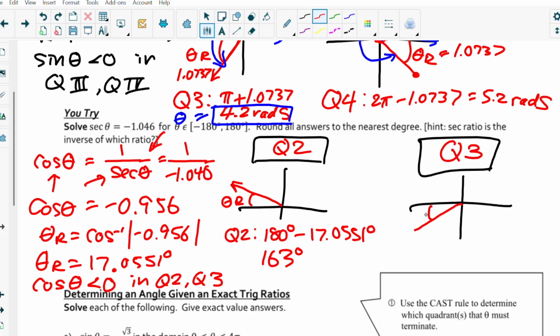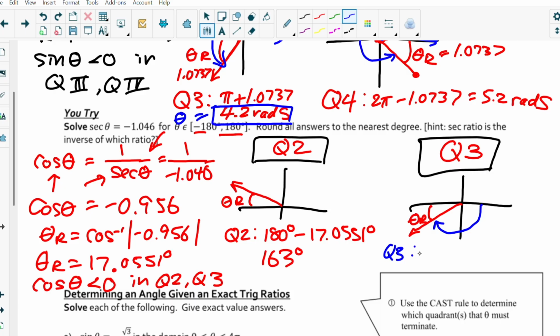Okay, quadrant 3. We said quadrant 3, so theta r would be here. Notice our domain here. It says negative 180 to positive 180 degrees. If I go this way, that's over positive 180, so I can't go this way. Well, hint, hint, I'm going to go the negative direction. I'm going to go this way. What is that value?